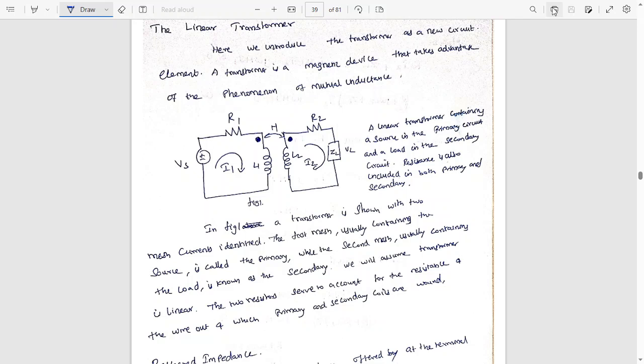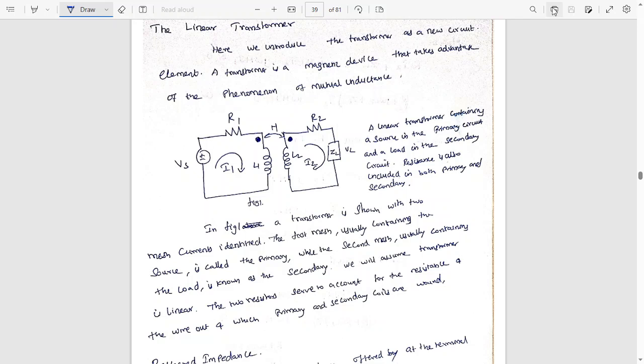Now I am going to discuss a linear transformer. Transformers work on the principle of mutual inductance. That is what we discussed in the previous lectures, and we solved a few problems on mutual inductance also, to understand the concept of mutual inductance.